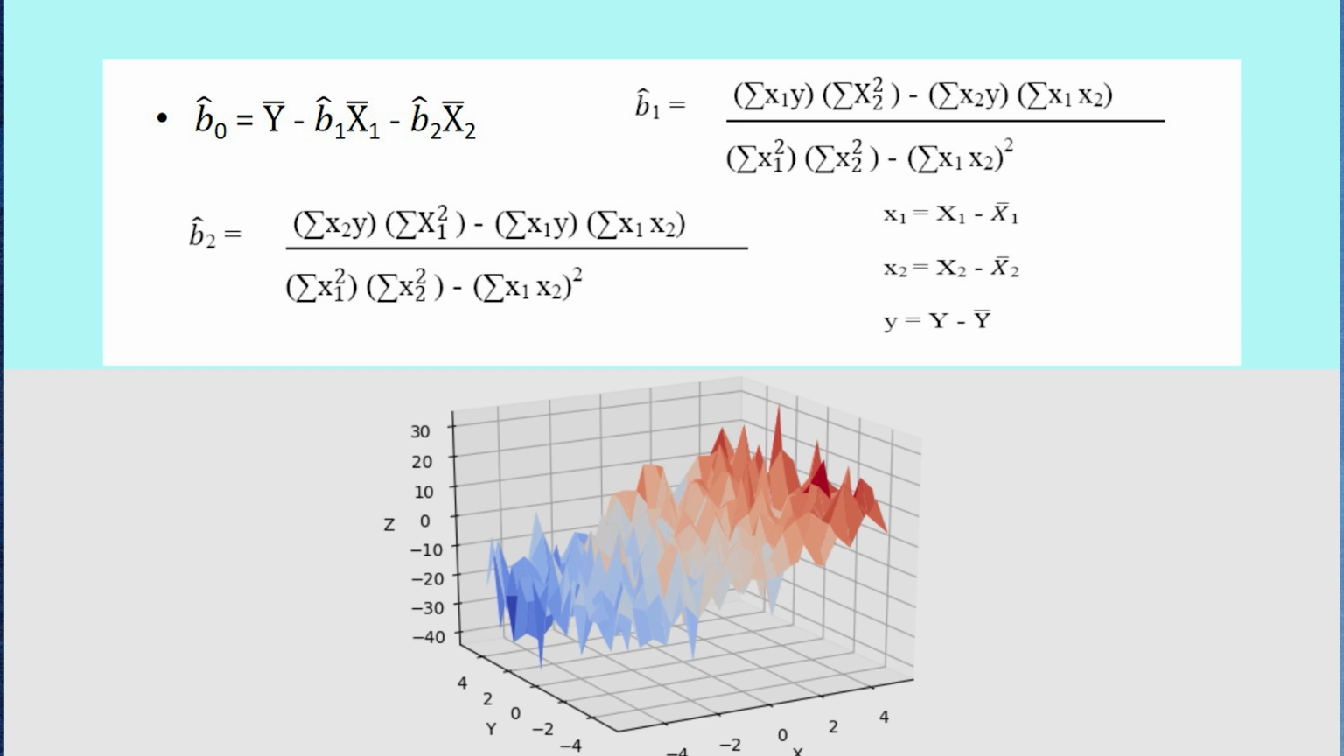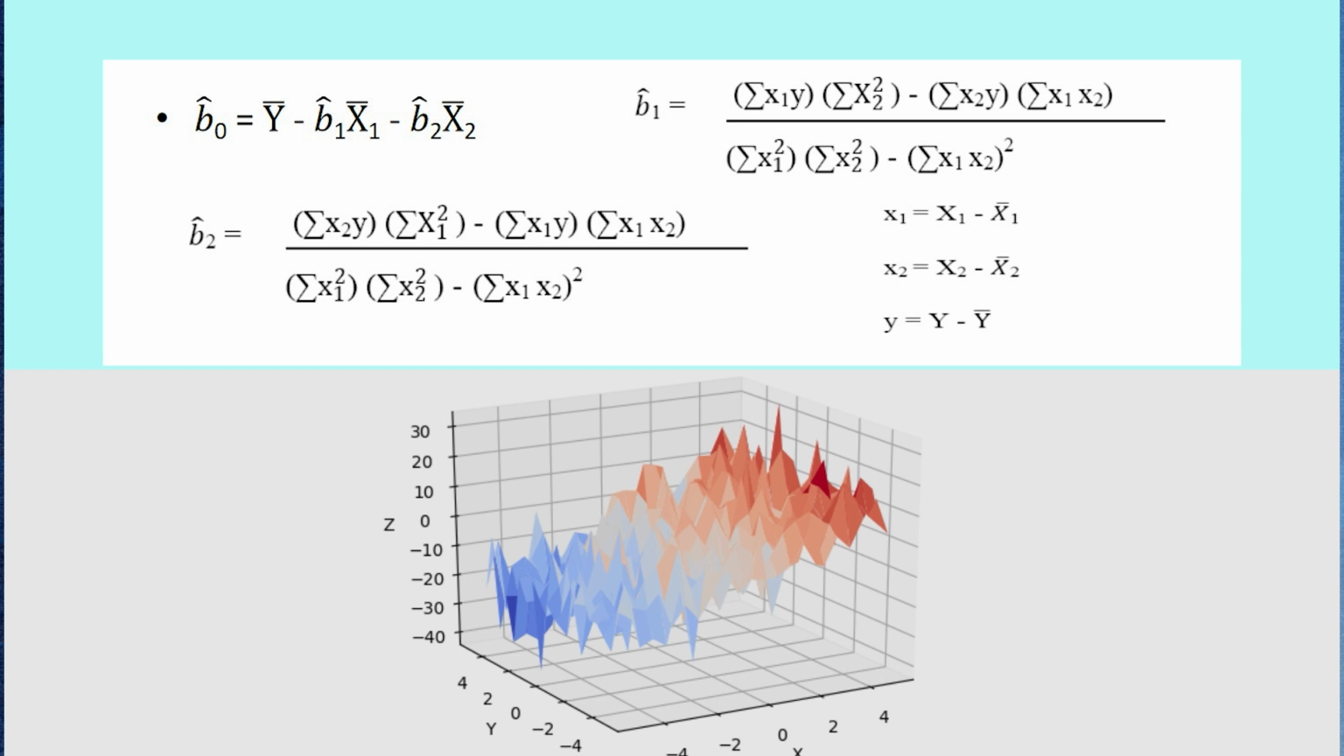And once we get the values of b1 and b2, b0 can be estimated as b0 is equal to y bar minus b1 x1 bar minus b2 x2 bar, and here x1 is a deviation from the mean x1 bar. So, x1 is equal to capital X1 minus x1 bar, x2 is equal to capital X2 minus average of x2, and y is equal to capital Y minus y bar.